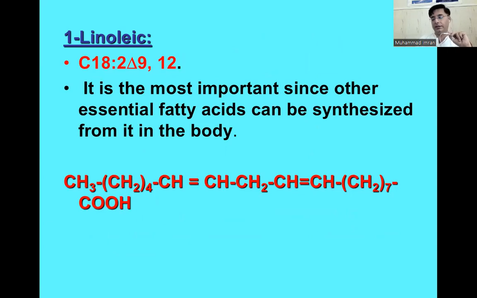Linoleic acid contains two double bonds, 18 carbons, and the double bonds come at positions 9 and 12. Here we can find the omega position if we subtract the last double bond position from the total number of carbons. Total carbon atoms minus the last double bond will indicate the omega position of the fatty acid.